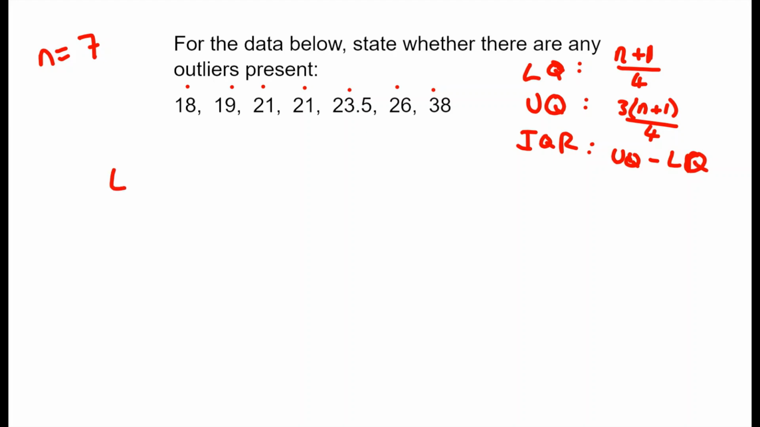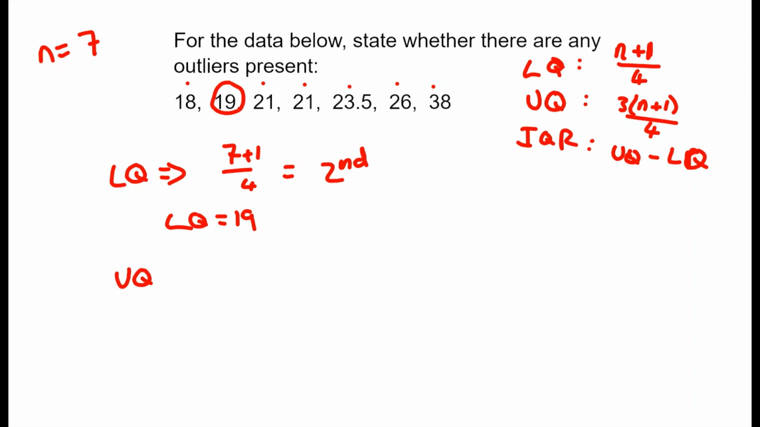So for our lower quartile, let's work that out. We're going to do n plus 1, so 7 plus 1 over 4. So 7 plus 1 is 8 over 4, so we're looking for our second value. So our second value is 19, so our lower quartile equals 19.